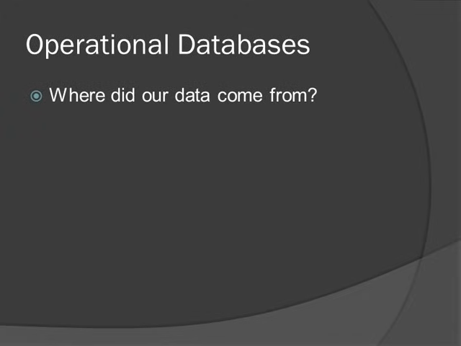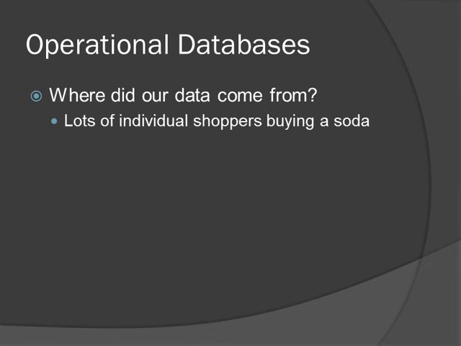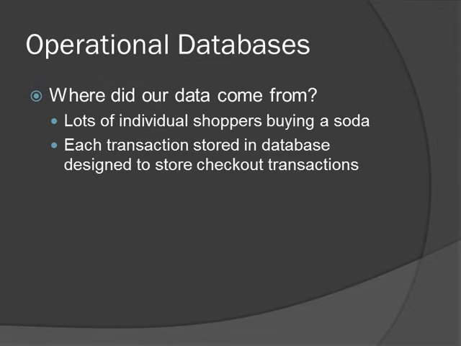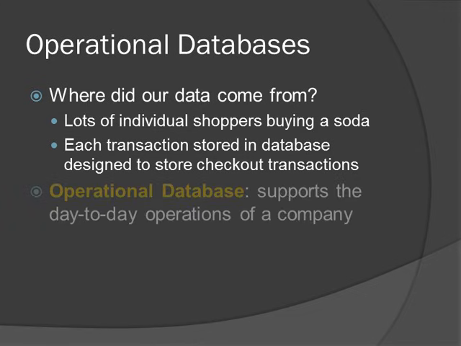Let's take a minute and think about where a company's data originates. The sales information for the beverage company was generated by lots of individual shoppers plunking a soda down in a checkout line at a retailer. Each checkout transaction was then stored in a database, which was specially designed to store information about every checkout transaction in every store. This type of database is called an operational database because its job is to support the day-to-day operations of a company.